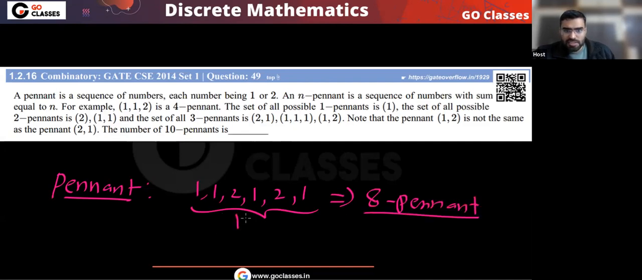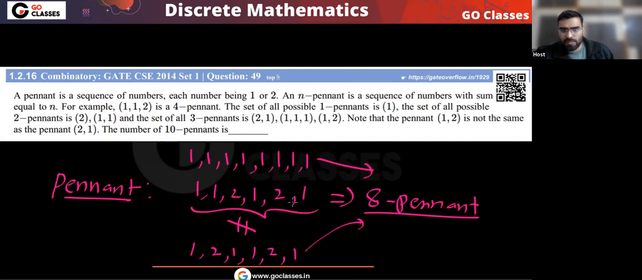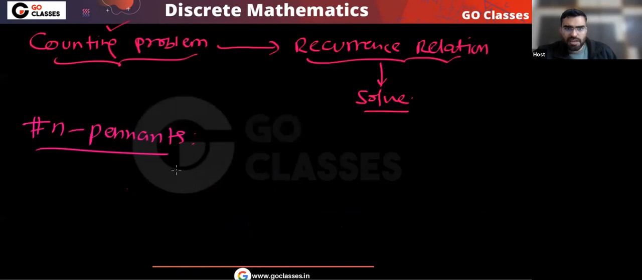You can notice this and this are different. If I do 1 to 1, 1 to 1, these are different. Anyway, the point is this is an 8 pennant, and similarly 1 1 1 1 1 1 1 1 is also an 8 pennant. Like this, I can say that if I want the number of n pennants, let's call it an.